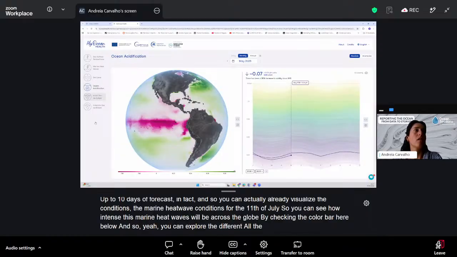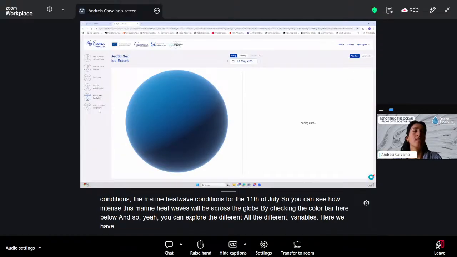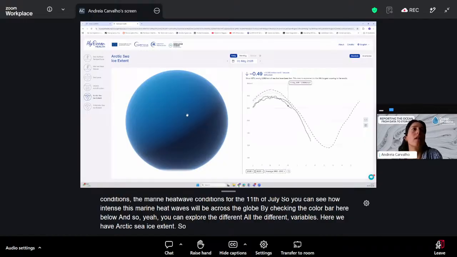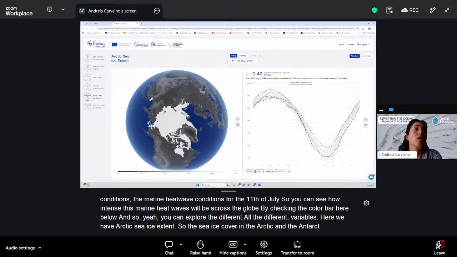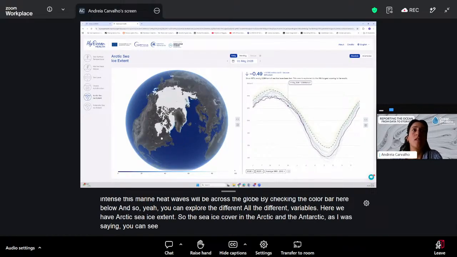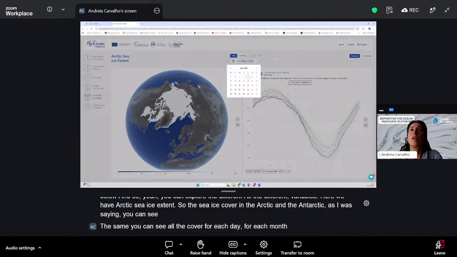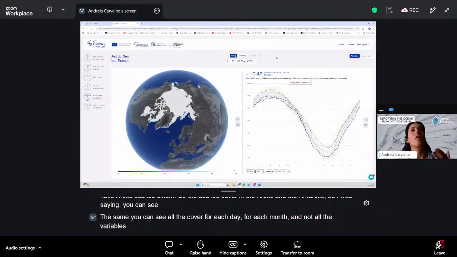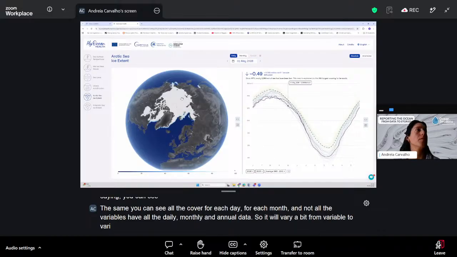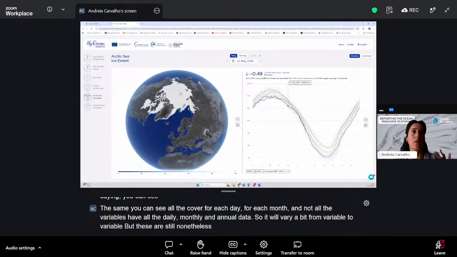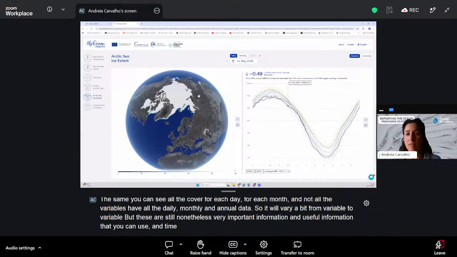And so, yes, you can explore all the different variables. Here we have Arctic sea ice extent, so the sea ice cover in the Arctic and in the Antarctic. As I was saying, you can see the same. You can see all the cover for each day, for each month, and not all the variables have all the daily, monthly, and annual data. So it will vary a bit from variable to variable, but these are still nonetheless very important and useful information, and timely, mostly, information that you can use in your reporting.